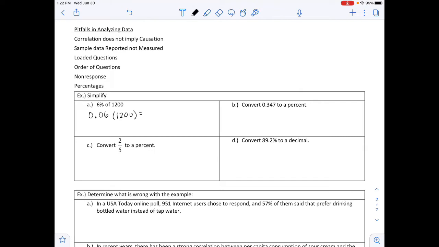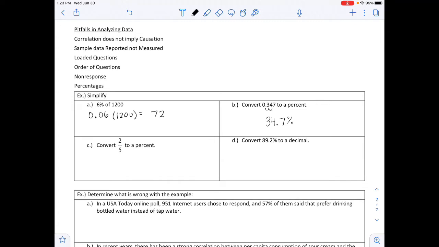So working this out on your calculator, you get an answer of 72. Part B says to convert 0.347 to a percent. To convert this to a percent, we just move our decimal point twice to the right, and we get 34.7%. Don't forget your percent symbol.